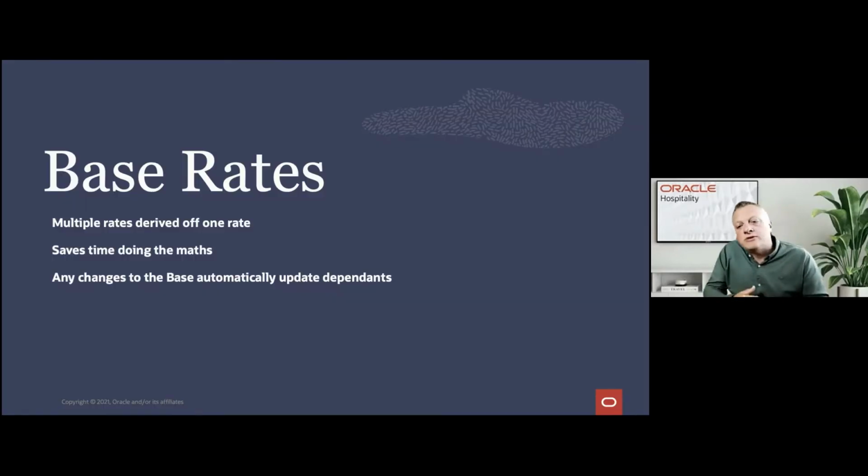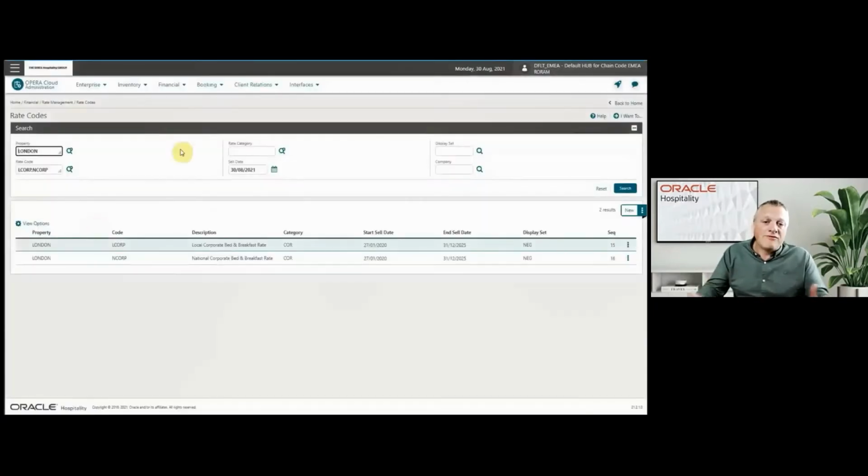Something I just mentioned there, though, was about having rates derived off other rates. And that brings us into base rates. Base rates provide multiple rates being derived off one rate code. It saves you the time of doing the maths of what's 10% off this or it's $15 more and so on. Any changes you make to the original base rate then automatically update the dependents. And this is where we're talking about saving time, saving you having to do the work of having to recalculate your rates.